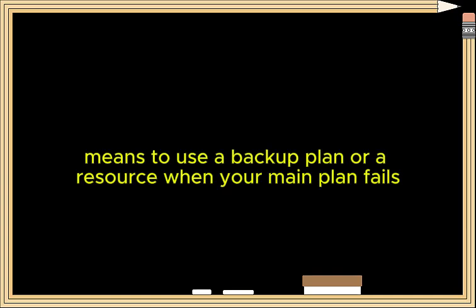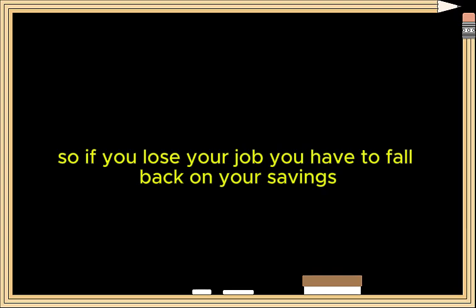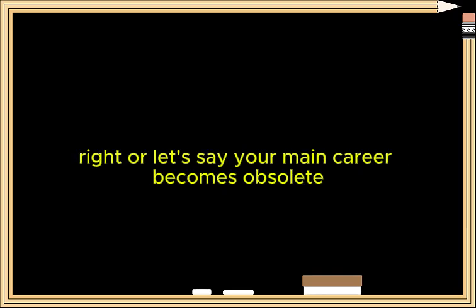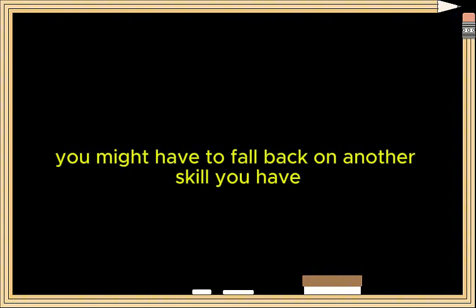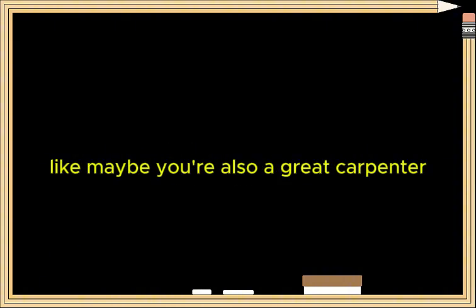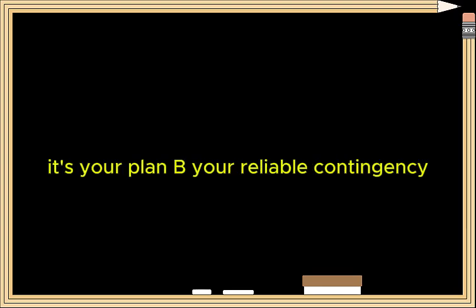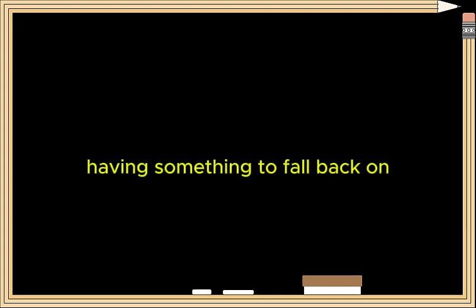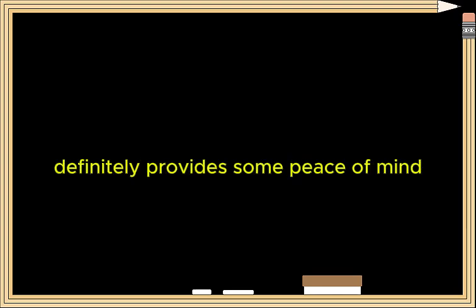To fall back on means to use a backup plan or a resource when your main plan fails. So if you lose your job, you have to fall back on your savings. Right. Or let's say your main career becomes obsolete, you might have to fall back on another skill you have, like maybe you're also a great carpenter. It's your plan B, your reliable contingency. Having something to fall back on definitely provides some peace of mind.